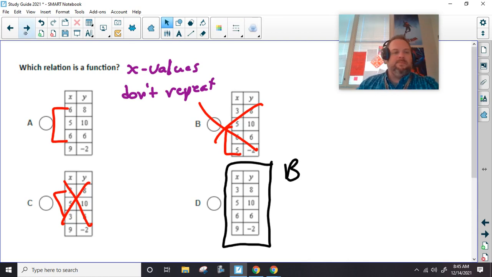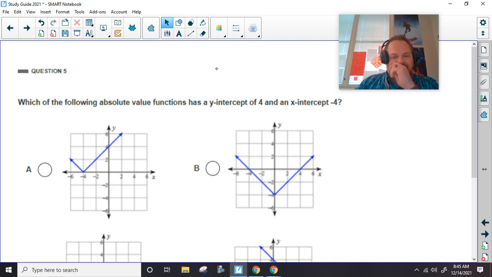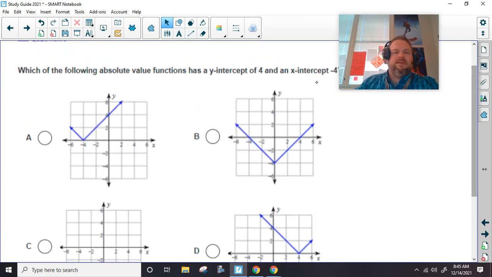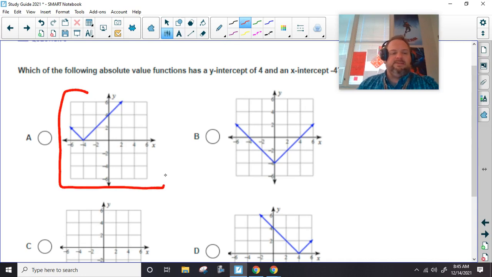So moving on. Number 5, y-intercept of 4 and an x-intercept of -4. Yeah, it's the one that looks like this. And on y'all's handout, it's B.